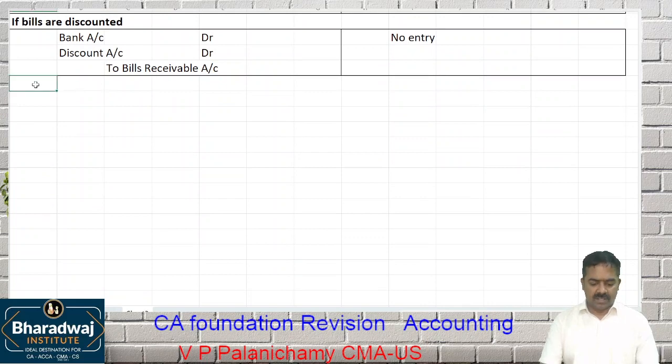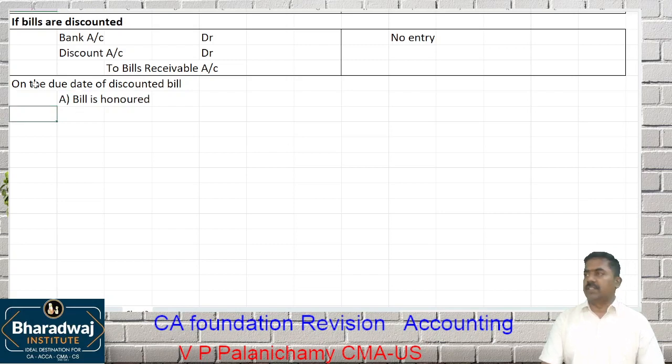Wait. On the due date of the discounted bill, there are two options. One is the bill is honored, and the acceptor paid the money to the bank. So in the first party's books no entry will come. Why no entry? Already we got the payment.